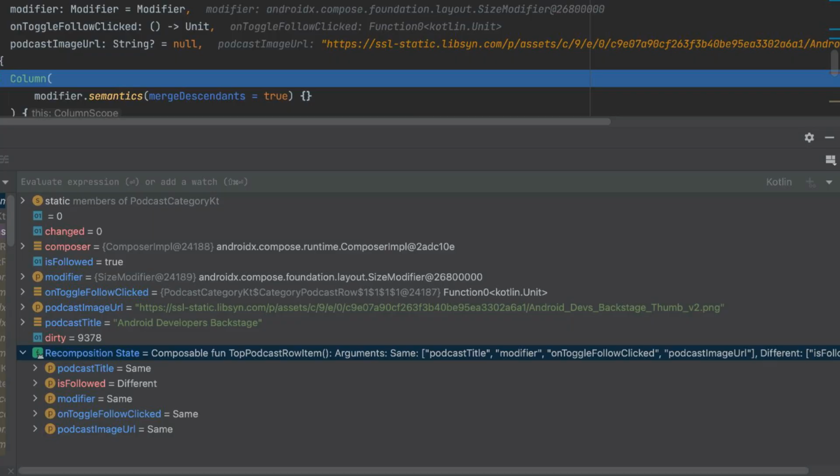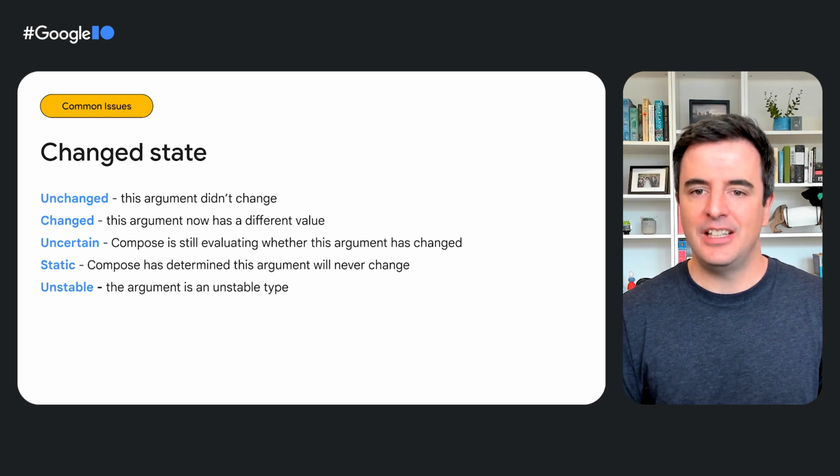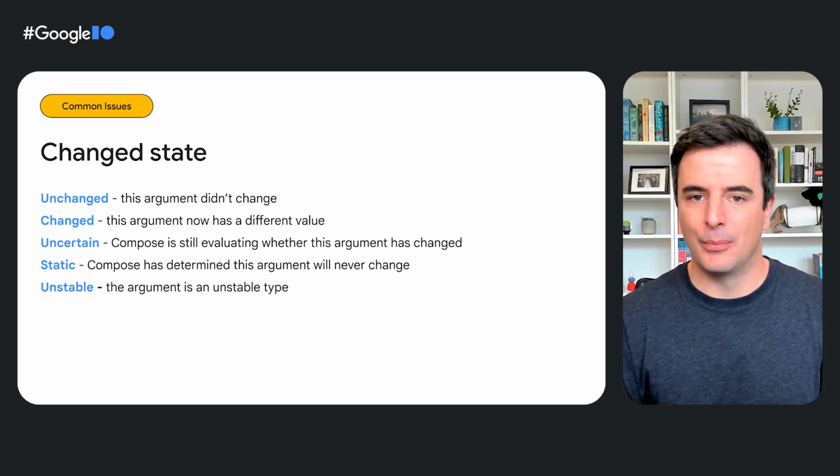This can all be a bit hard to comprehend, especially in a complex codebase, and that's why I am excited to share a new feature in Android Studio Hedgehog, recomposition state in the debugger. Now, when setting a breakpoint inside of a composable, when the breakpoint is hit, the debugger will show you the composition state of that composable and help you diagnose recomposition issues. The debugger will show the changed state of each of the arguments being passed into a composable.